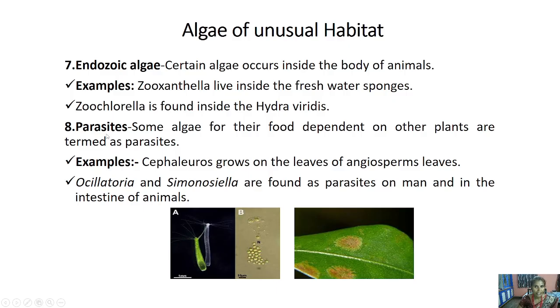Eighth category under algae of unusual habitat, that is parasites. Some algae live on a plant. They mainly depend on the plants for their food, and are termed parasites. An example of a parasitic alga is Cephaleuros, which grows on the leaves of angiospermic plants. Likewise, Oscillatoria and Salmonella are found as parasites on man and also in the intestine of animals. So these are referred to as parasitic algae.